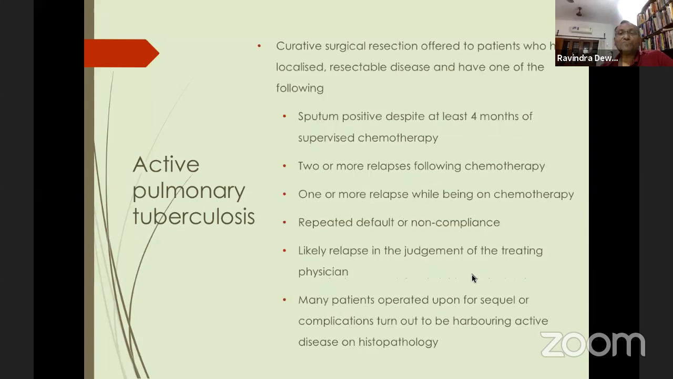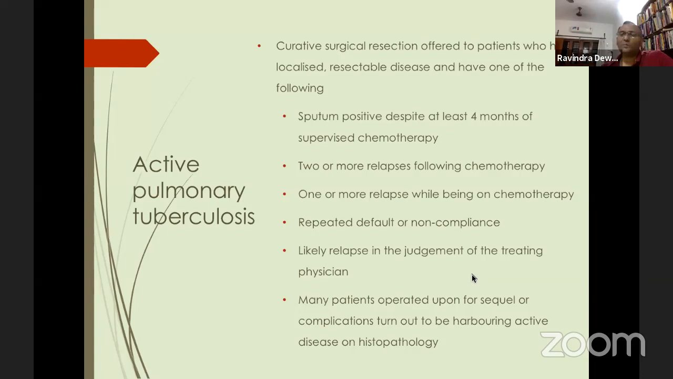Nevertheless, curative surgical resection should be offered to patients who have localized detectable disease and at least one of the following. If tuberculosis is a medical disease, the decision to do surgery to remove tuberculosis from lungs should not be taken lightly. It should be indicated clearly. If the sputum is positive despite at least 4 months of supervised chemotherapy, if there have been two or more relapses following chemotherapy, or one or more relapse while being on chemotherapy, that is a definite indication.